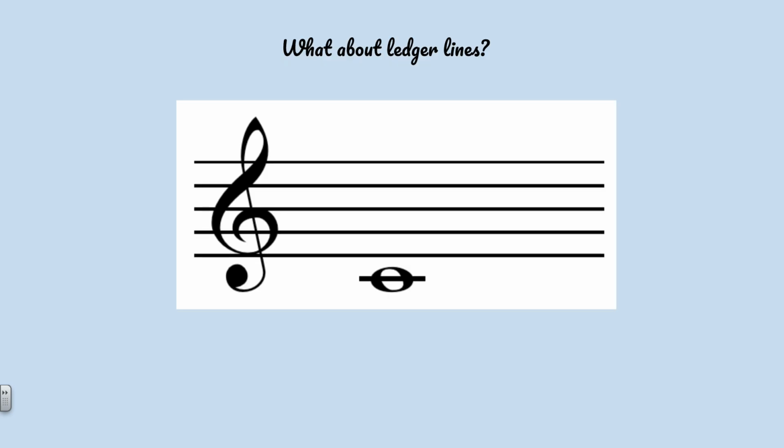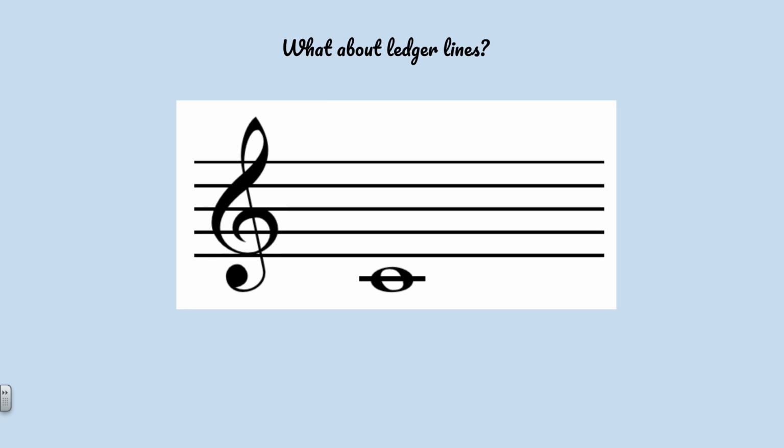The final thing we need to talk about before wrapping up our discussion is ledger lines. A ledger line is a note that exists either above or below the 5-line staff. Here's an example. This note exists below the 5-line staff, and it has a line running through it. So we know that it is considered a lined note and not a space. So how do we read it?